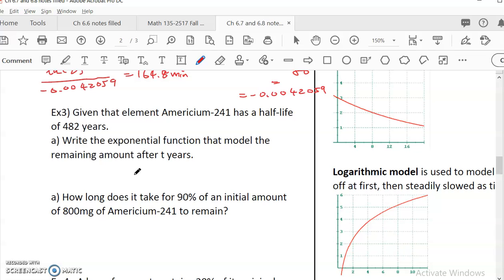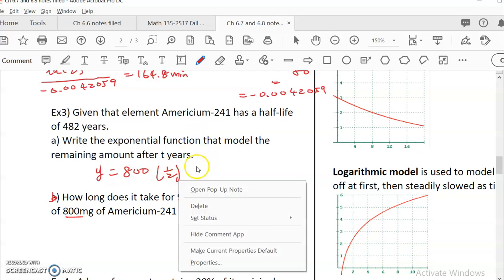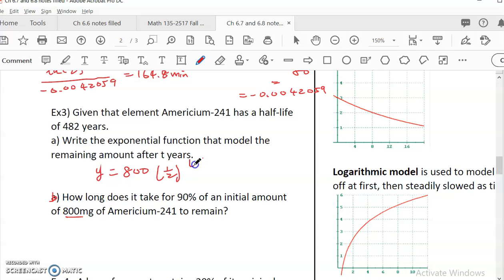The third example is a lucky one. We have the half-life. So the exponential model is really easy, because we would use 1/2 as our base b. Do we know what we begin with? Oh, we begin with 800 milligrams. They talk about it in part B. So 800 times 1/2 to the t over 241. This is not multiplying, but this is in the exponent. So this is the exponential model.